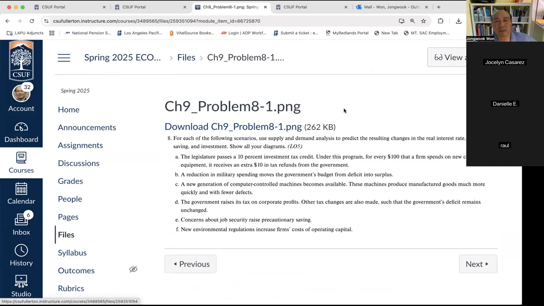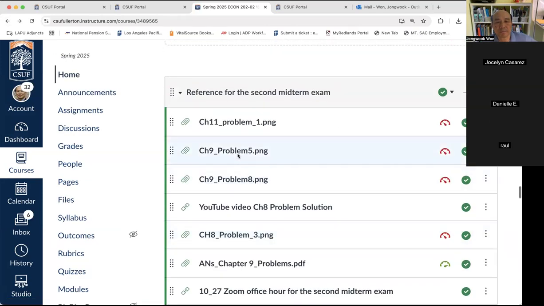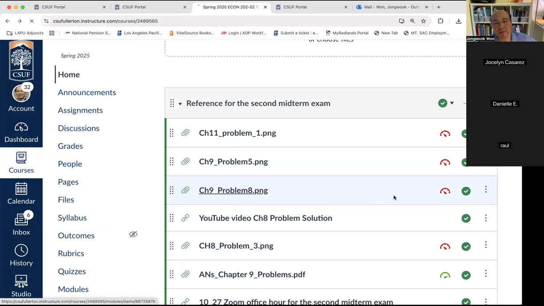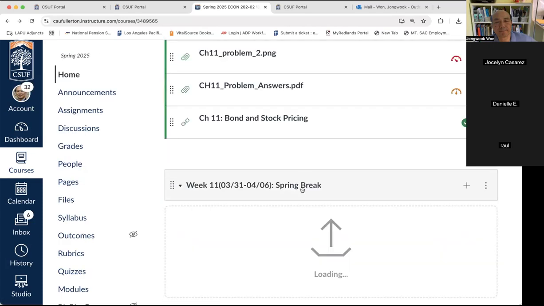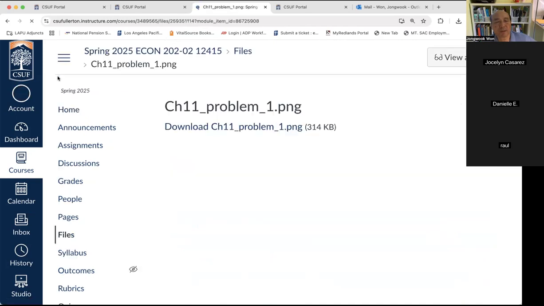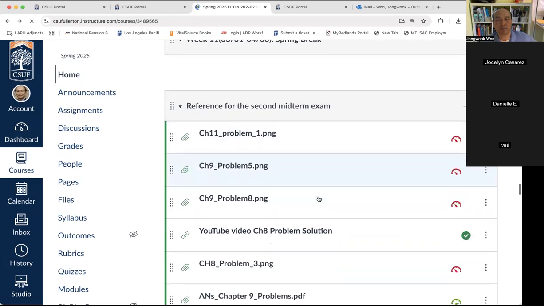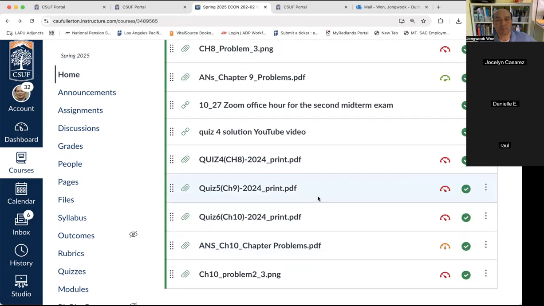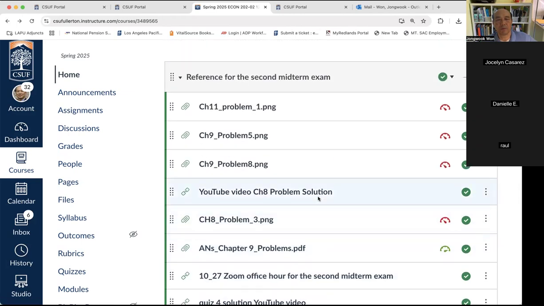Oh no, this is not it. This is a conceptual problem. Chapter 9, 8. Let's see. No, it's not it. 1. Yeah, I think it's 1. Oops, sorry. Chapter 9 problem. What's chapter 9?